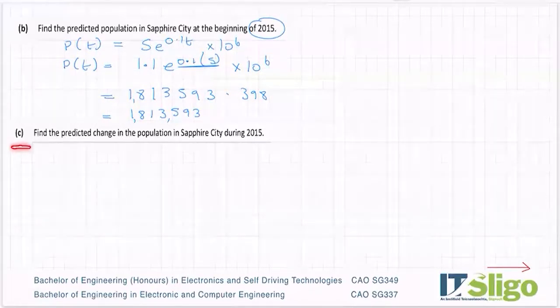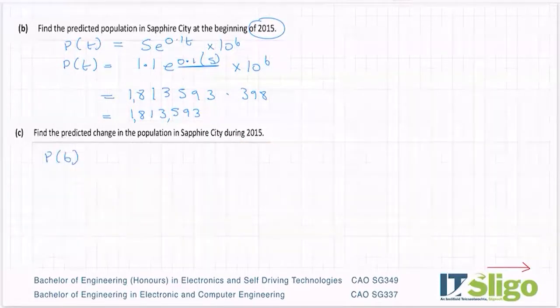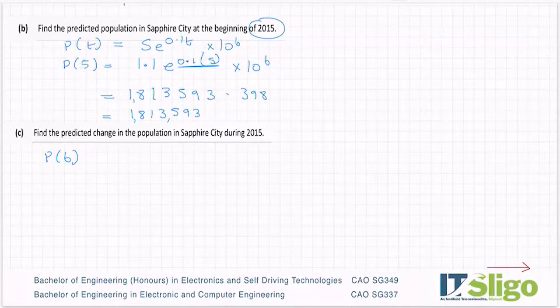Part C then: find the predicted change in the population in Sapphire City during 2015. So that was the start of 2015. I'm going to need the end of 2015, so I'll need to find P6, or what is the population after 6 years. If 2015, I suppose I can technically put a little 5 in here. It's the population after 5 years. That gave me 2015. If I do P6, I'm going to get either the start of 2016 or the end of 2015, because that's essentially the same night.